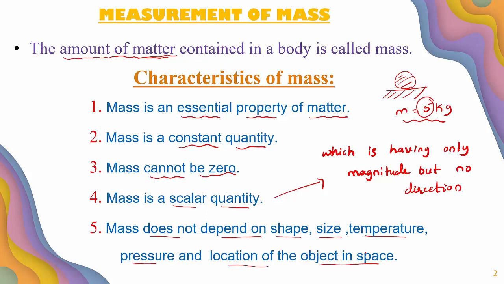Third, mass cannot be zero. Suppose mass is zero, then there is no object, no particle, no matter. So that's why mass cannot be zero. Fourth, mass is a scalar quantity because mass has only magnitude but no direction. Last characteristic, mass does not depend on shape, size, temperature, pressure as well as location of the object in space. So these are the 5 characteristics of mass.